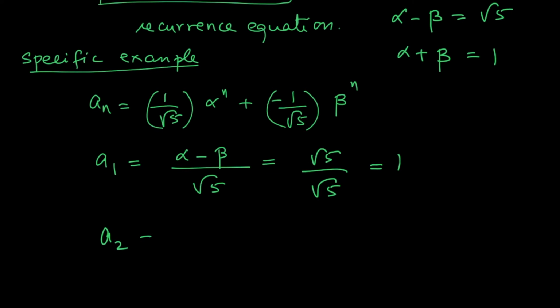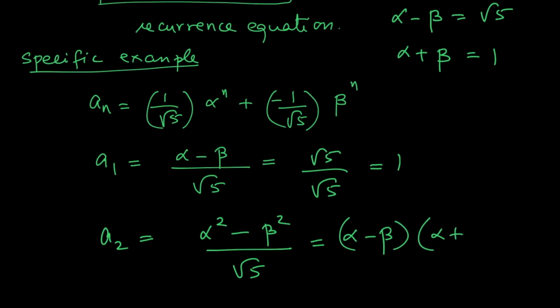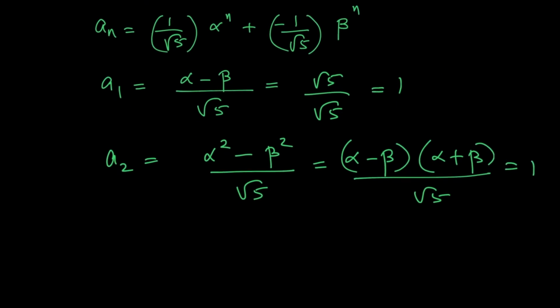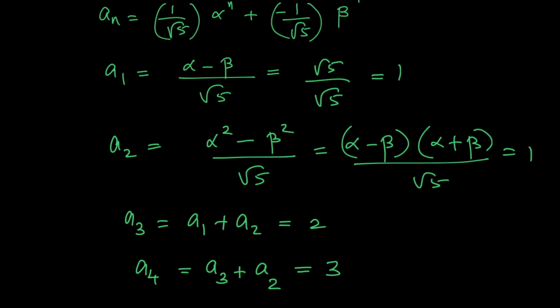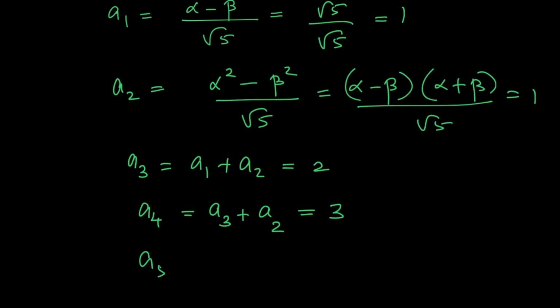So this a1 quantity is going to be root 5 divided by root 5, that will be 1. And now a2 will be alpha square minus beta square by root 5. So this is alpha minus beta into alpha plus beta by root 5. So that will be again 1. Now you can use the recurrence relation to find the next terms onwards. a3 is equal to a1 plus a2, that is going to be 2. a4 is equal to a3 plus a2, that will be 3. Similarly, a5 is equal to a3 plus a4, that will be 5, and so on.